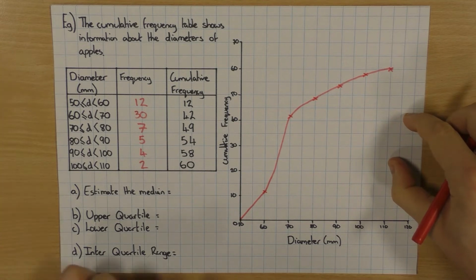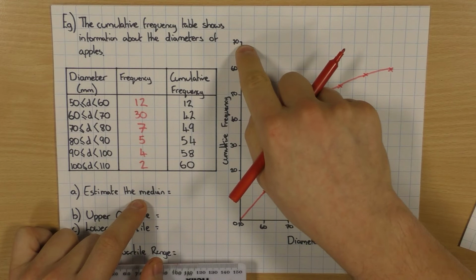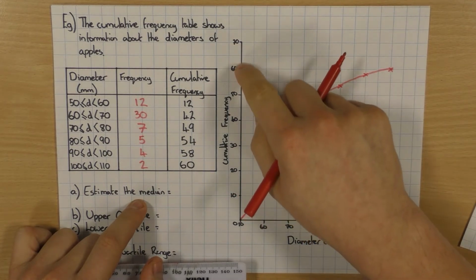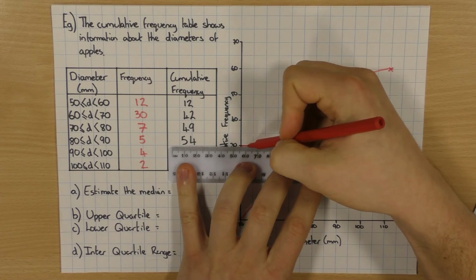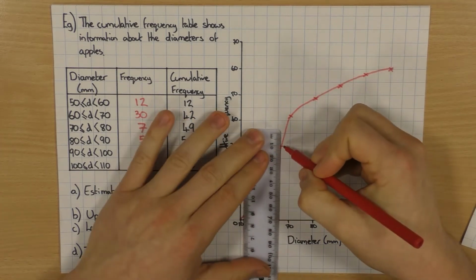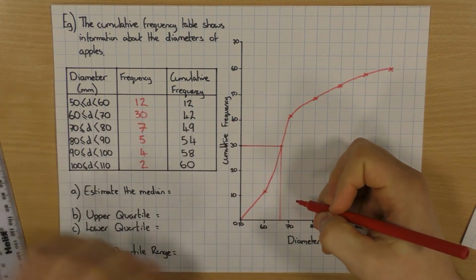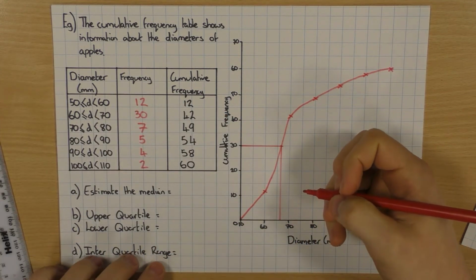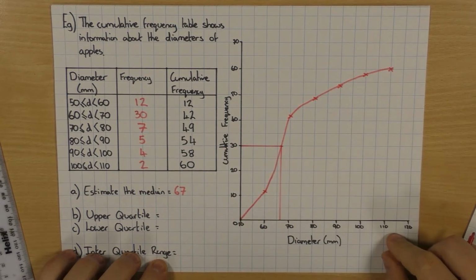And the rest of it was the same as before, so estimate the median. So again, if the total is 60, not to be confused with 70, the total is 60. What's half of 60? It's 30. So I go from 30 to my curve, and I go down, so that's about 67. Again, this would be much easier if you had graph paper.